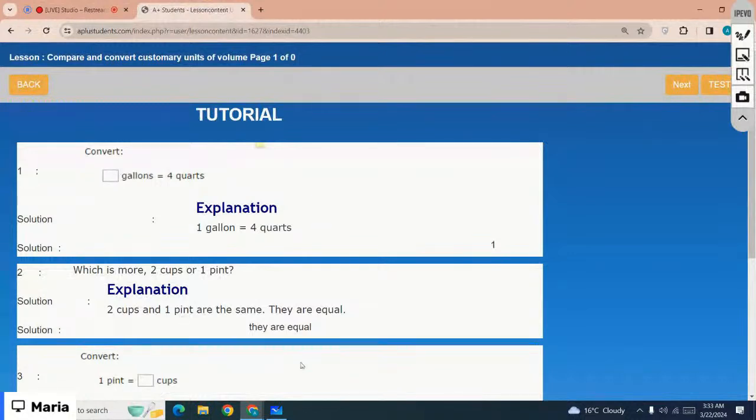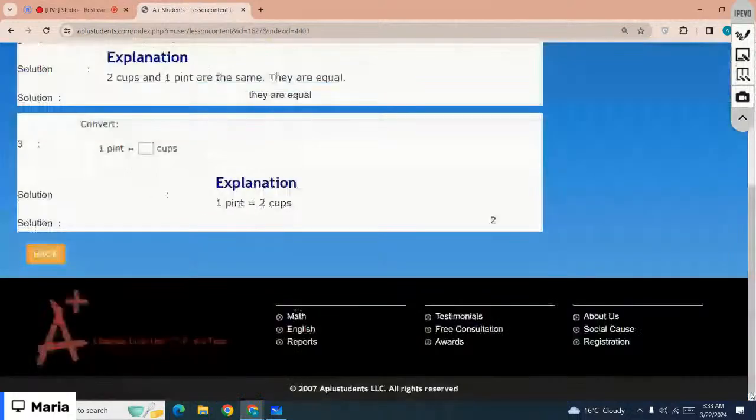Okay, so which is more, 2 cups or 1 pint? They both are exactly equal. That means 1 pint equals 2 cups. Got it? 1 pint equals 2 cups. Let's just start with the test questions.